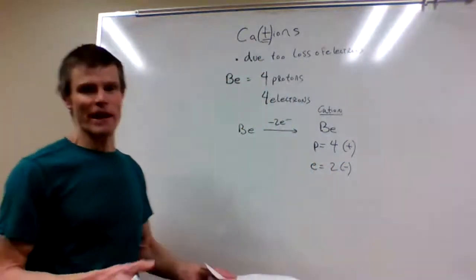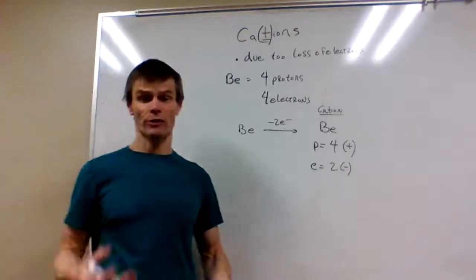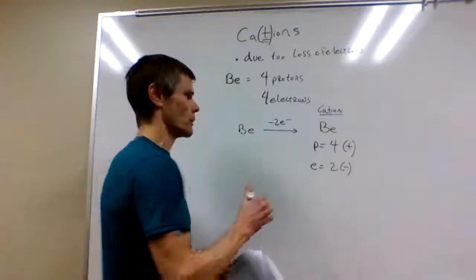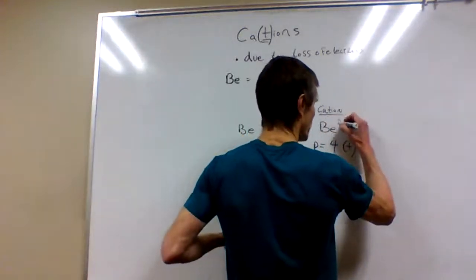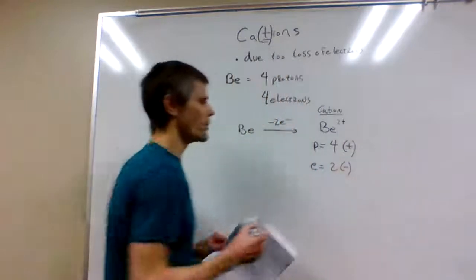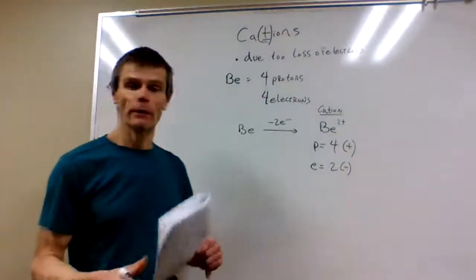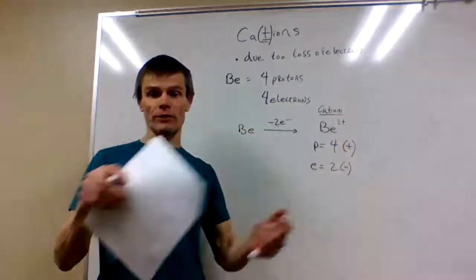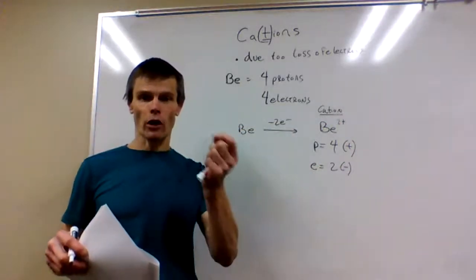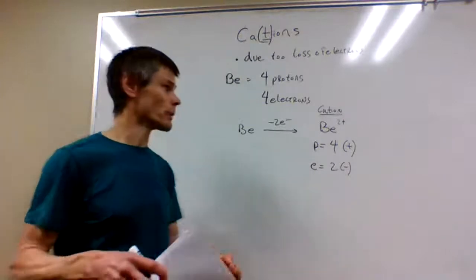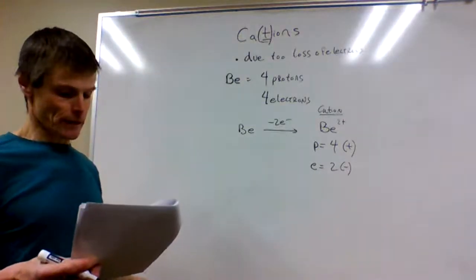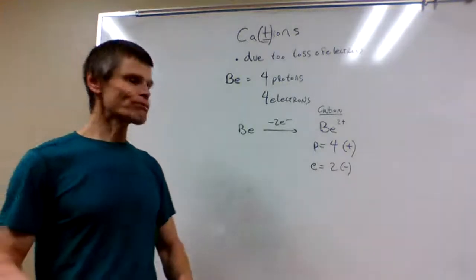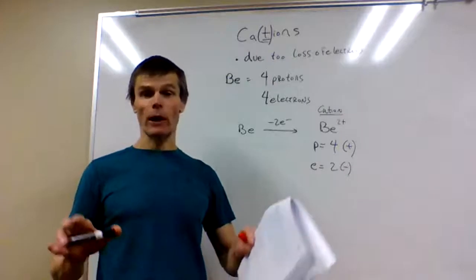So let's just do a little math. We have 4 units of positive charge, 2 units of negative charge. We have an excess of 2 units of positive charge, and we end up with a particle known as the beryllium cation. And we put a positive 2 in the upper right-hand corner to represent that this particle is charged by a factor of positive 2. And it's called the beryllium cation: 4 protons, 2 electrons.